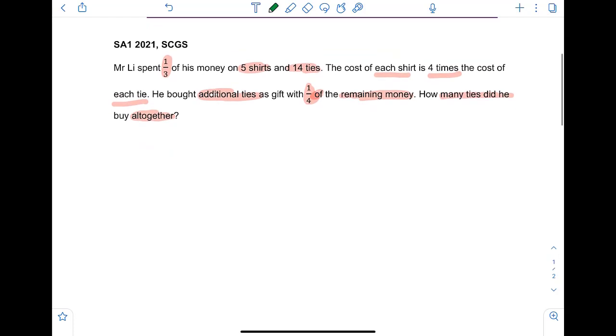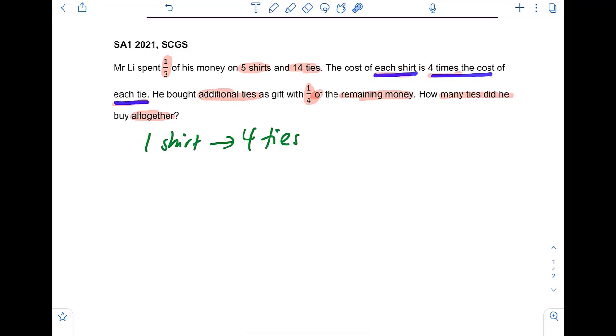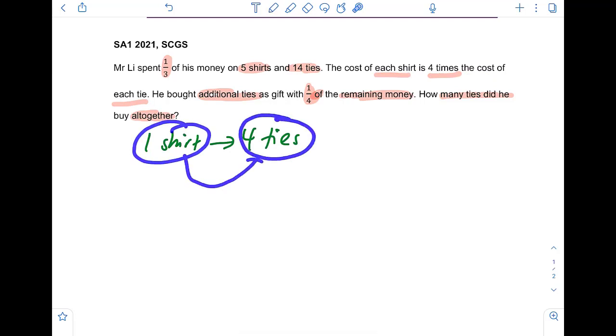Now, since we're only interested in the number of ties, we should strive to change these shirts into ties. Now, how do we do that? One shirt is equivalent in value to 4 ties. How do we get this? It's basically from this statement: the cost of each shirt is 4 times the cost of each tie. So instead of buying one shirt for the same amount of money, you can buy 4 ties.